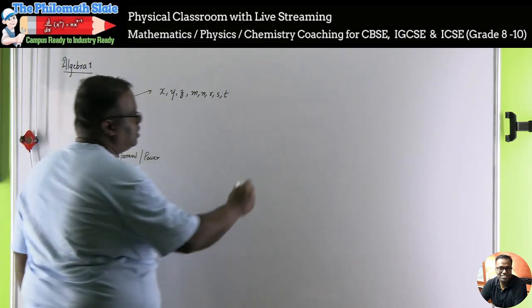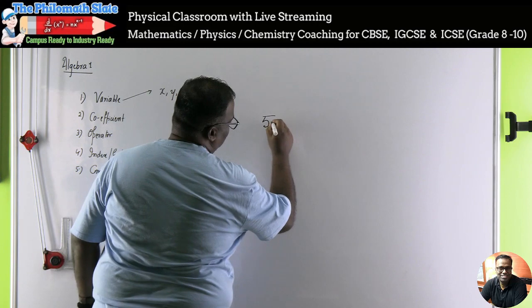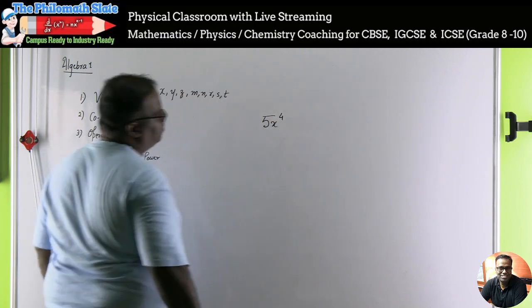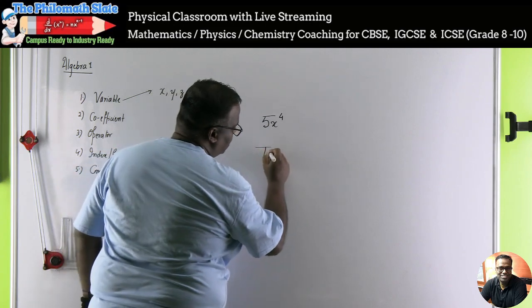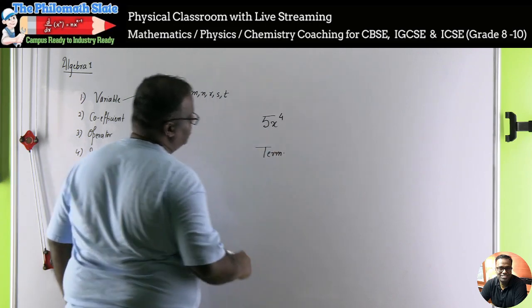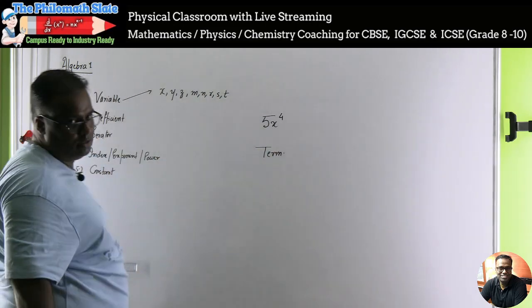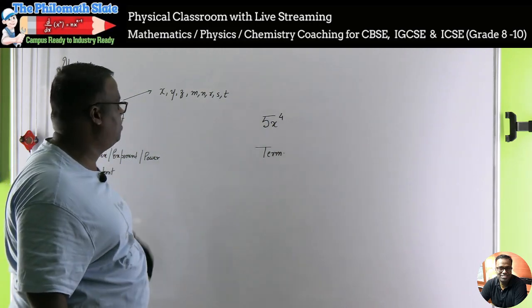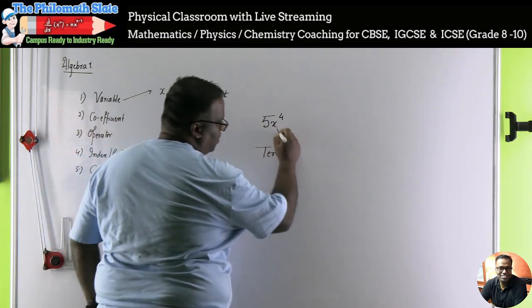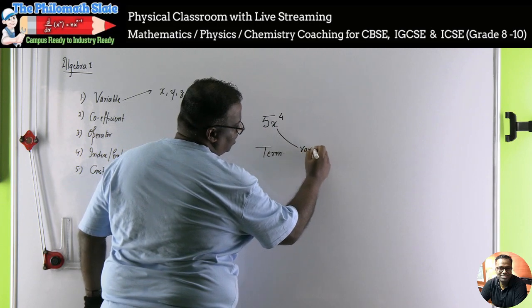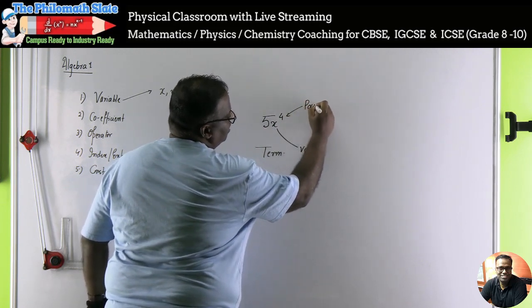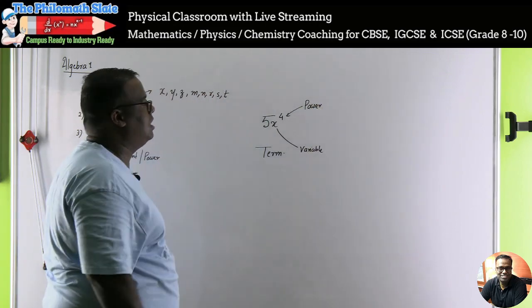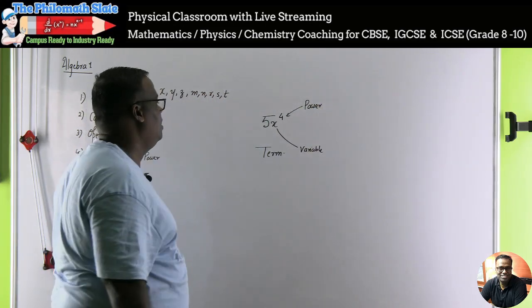So let me write a term. I'm writing something called 5x to the power 4, right? Now this particular thing in algebra is called a term. A term will have all these things, right? A term will have all these parameters. Here x is my variable, okay, 4 is my power or index. We have studied as power, you may study as exponent or index, means the same.